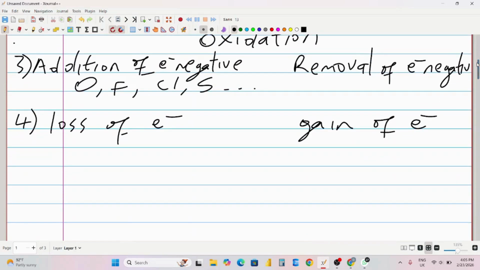Then of course, addition of electronegative elements is also another one to consider. And then the last one, loss of electrons and gain of electrons. That one is kind of the easiest way to determine which process is undergoing oxidation and reduction. So let's try an example on loss and gain of electrons.